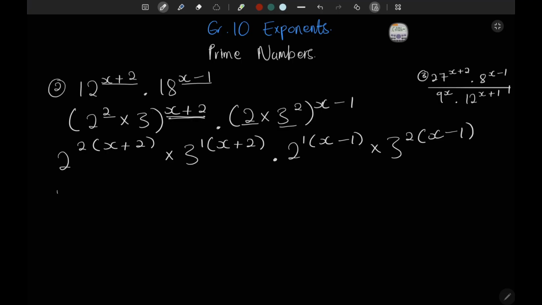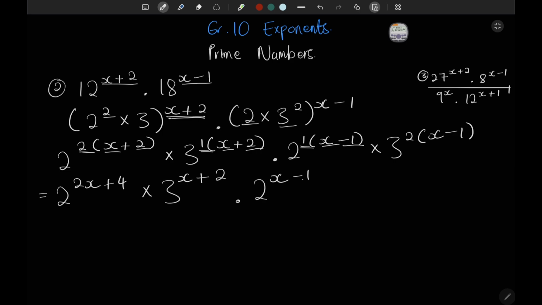Now let's solve. We have 2 as our base, 2 times x, which is 2x, 2 times 2, which is 4, times 3, 1 times x is x, 1 times 2 is positive 2, times 2, 1 times x is x, 1 times minus 1 is negative 1. So this should be x minus 1, times 3, 2 times x is 2x, 2 times minus 1 is negative 2.